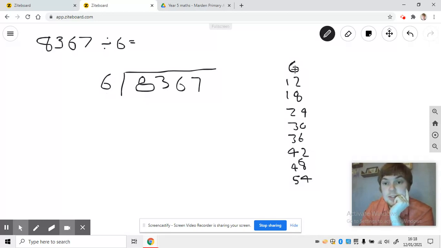So now we can look at how many 6s go into 8. Well, look, we know 8 is bigger than 6, so we know we've definitely got 1. But what's the difference between 6 and 8? It's 2.